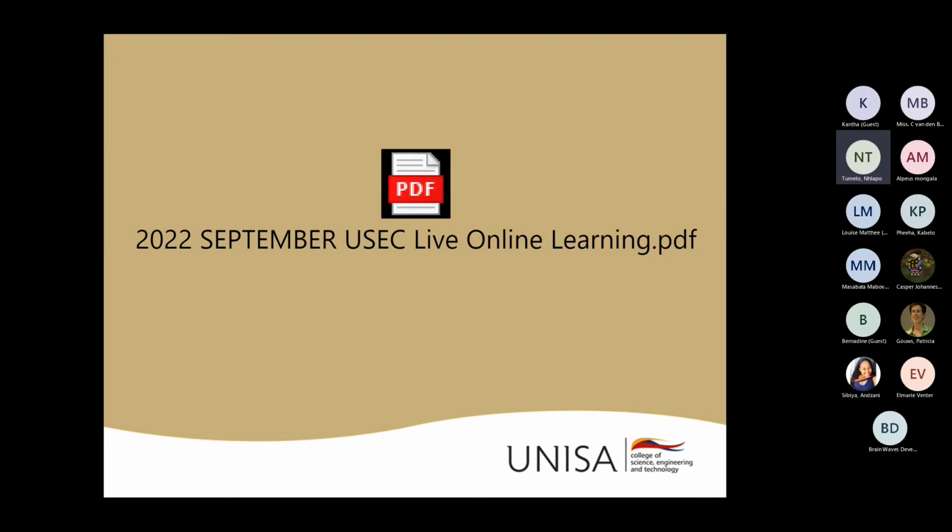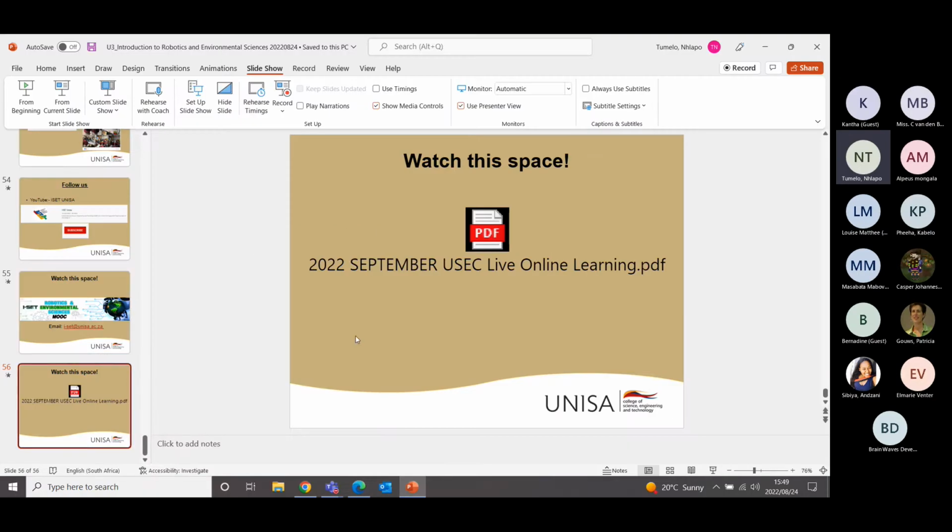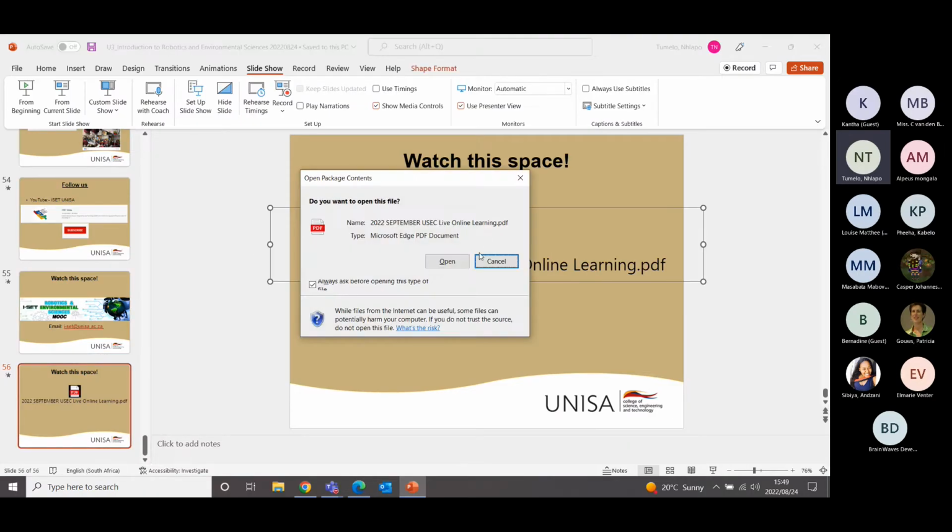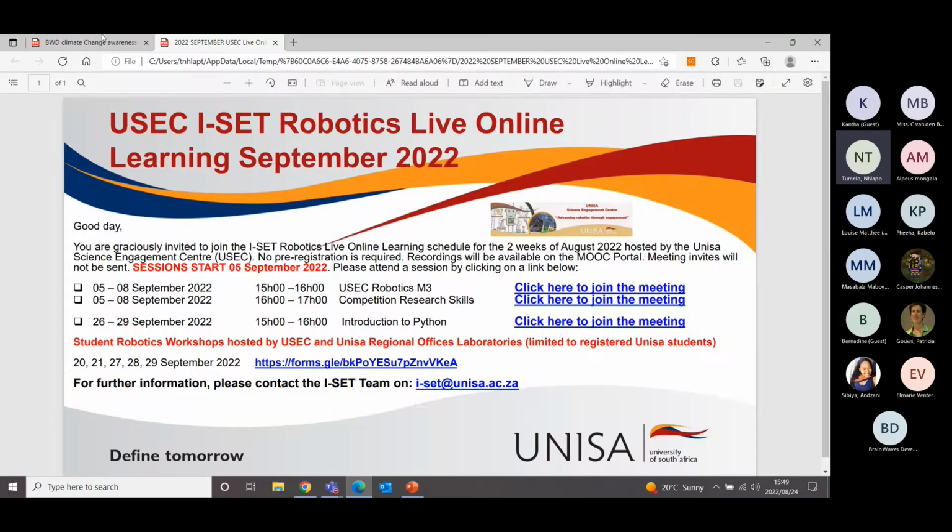And then for the month of September, we have some live online learning sessions. I don't know whether Dr. Khos would like to touch on this. No, it's good. It's just that we have the strategy sessions, the M3, and then we're going to unpack some research in competitions, and specifically the First Lego League competition, which is about energy and about superpowered. And then in the last week of September, we're going to do an introduction to Python, which is really great.